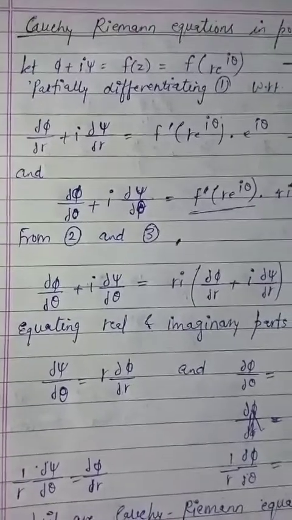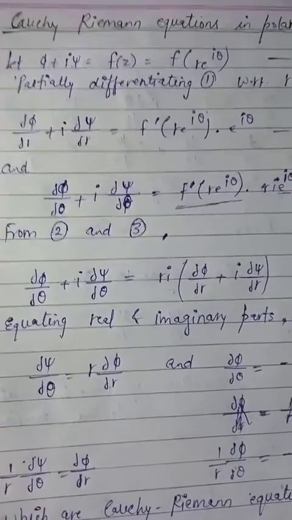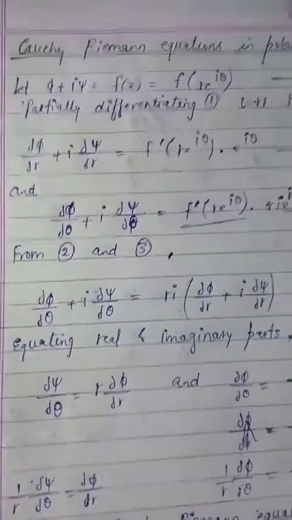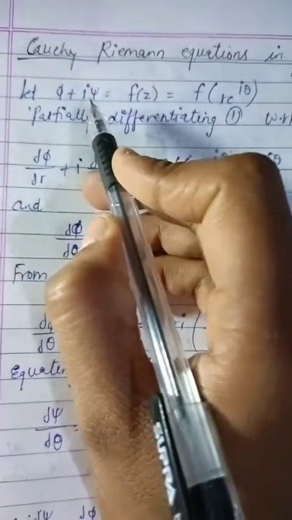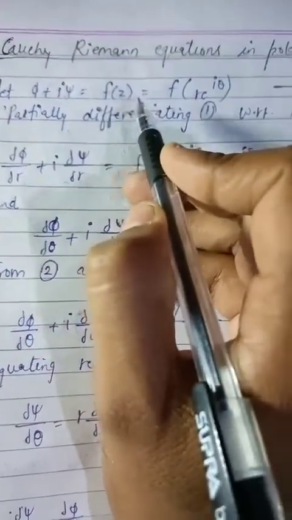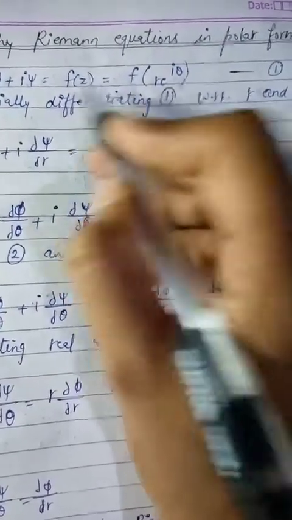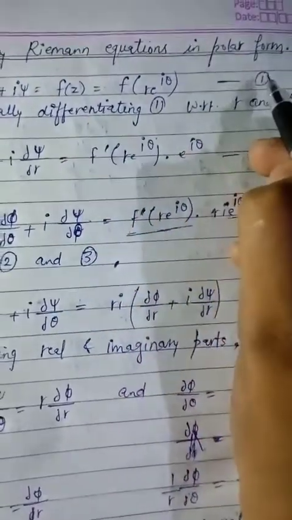Hi friends, this is Ishu, and yesterday we covered the magnitude of velocity in an irrotational two-dimensional motion, and today we will see the Cauchy-Riemann equations in polar form. Let phi plus i psi is equal to F(z), and F is equal to f of r e to the power i theta. This is the value of z. This is equation number 1.